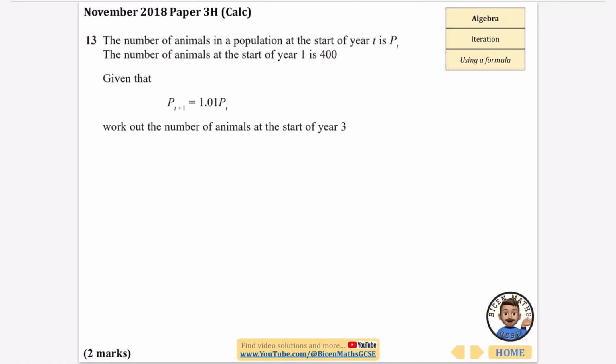Okay, I'm going to stop at this point, and I'm going to do the second half of this video, which is iteration for using a formula.